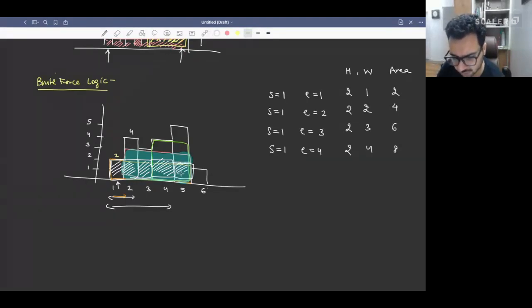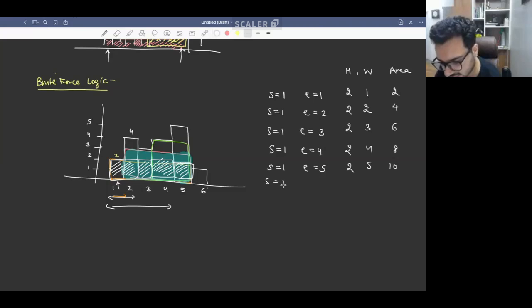Let's do this as well. Fifth one. Start is 1, end is 5, height is 2, which is the minimum, and width is 5, so the area is 10. What about if I include the end as 6? This height is 1.